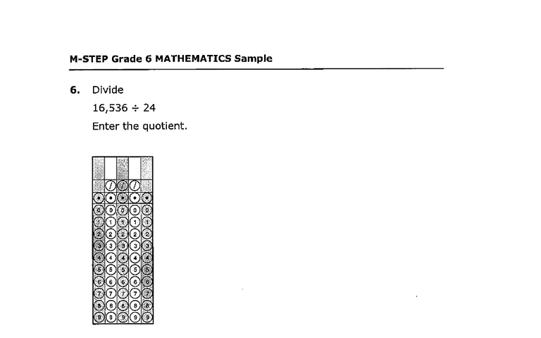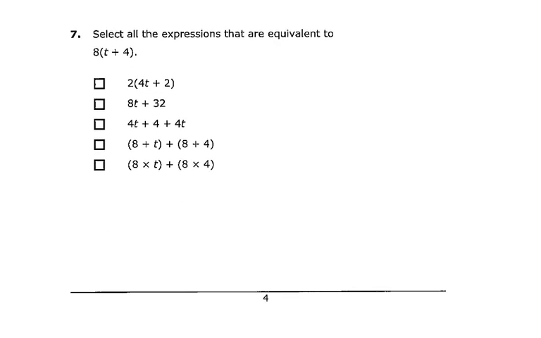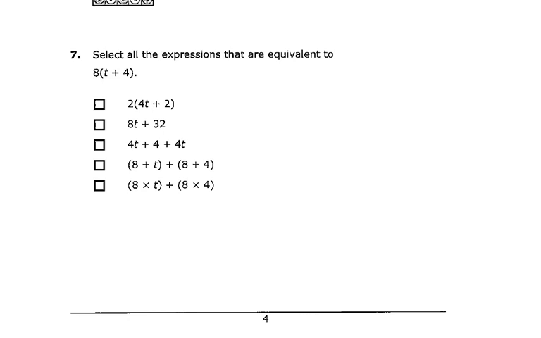Number 6, divide. Pretty simple. 16,536 divided by 24. Try not to use your calculator if you don't have to. Number 7, select all the expressions that are equivalent to 8 times t plus 4. Now remember, equivalent means equal to. If it says select all, that means there's probably going to be more than one.